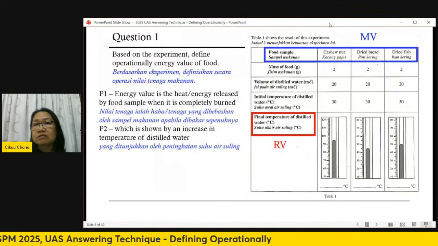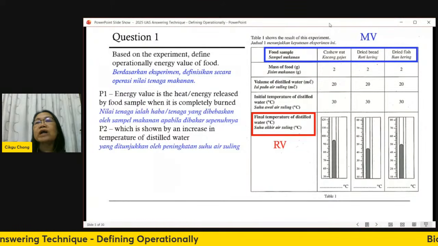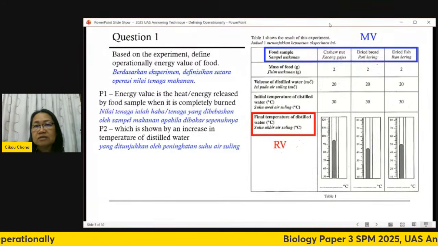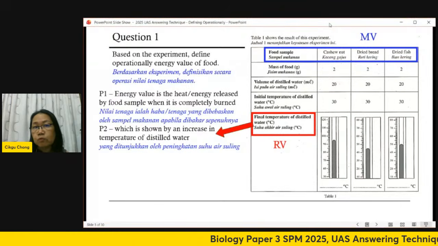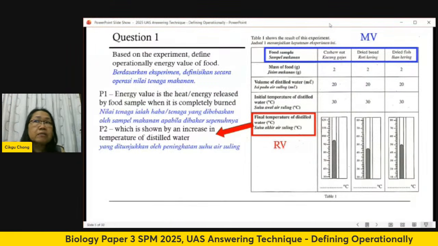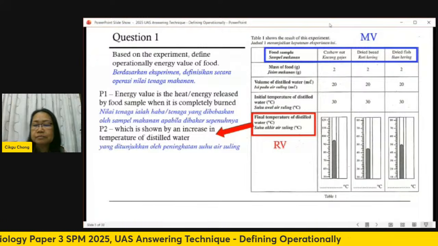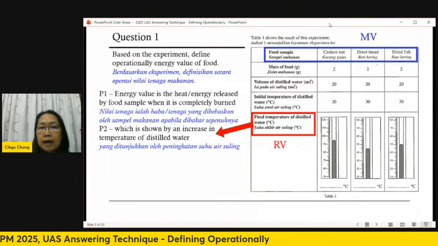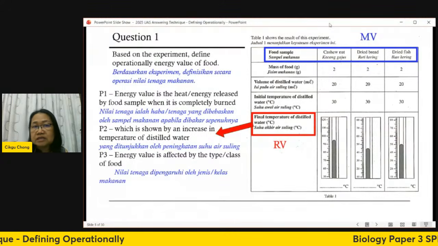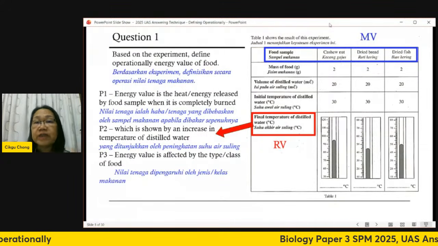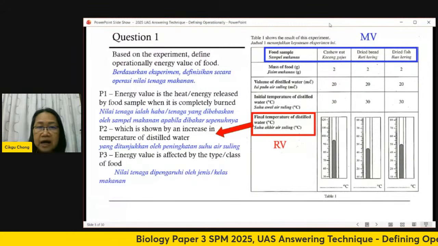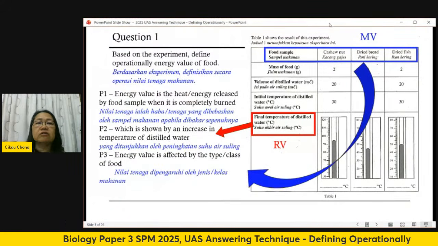So your P2, that means your second point, you mention the RV. And the third point, you mention what affects your energy value. So this is your second point here: what you measure, shown by what, determined by what. Next, the manipulated variable, you write on the third point. That means energy value is affected or influenced by the type or the class of food.